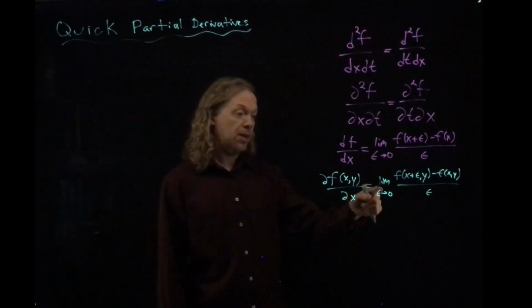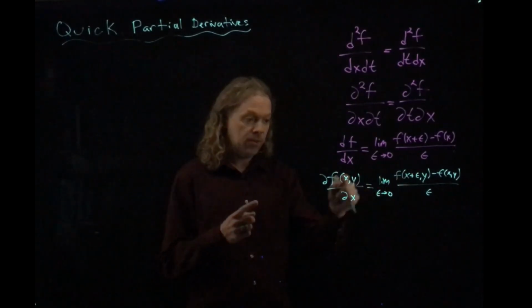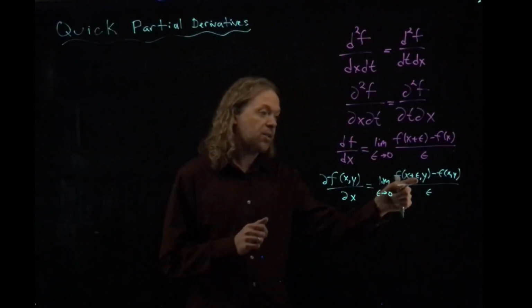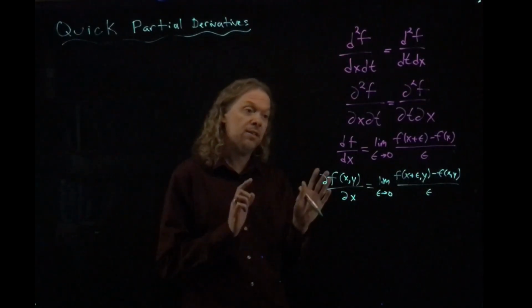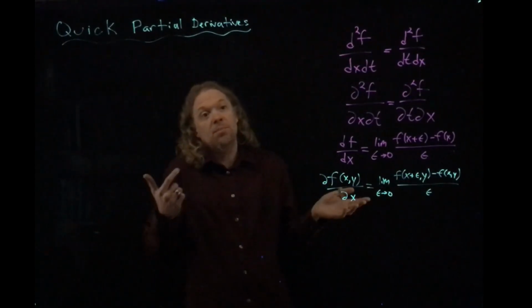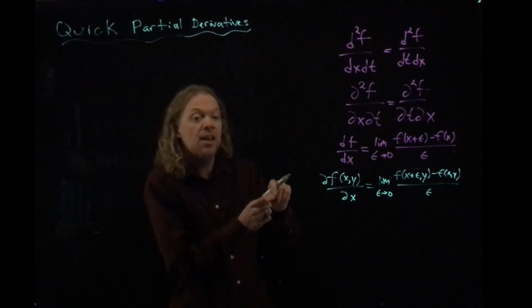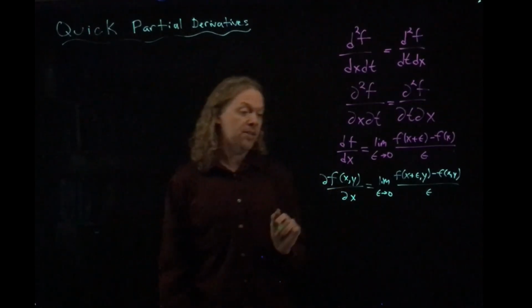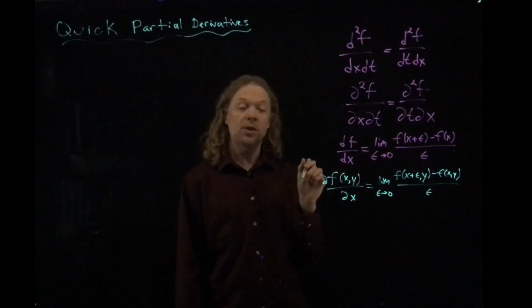So notice I took the limit as epsilon goes to 0. I've only advanced the x part of the function, not the y part of the function. This is f of x plus epsilon minus f of x, but I've kept the y exactly the same. So the y is not changing when I take this derivative. That's what the partial means: I only check to see how the function changes as I go along one of the two directions. Okay, so this is going to be our basis for wanting to prove that it doesn't matter what order we do the two derivatives in.